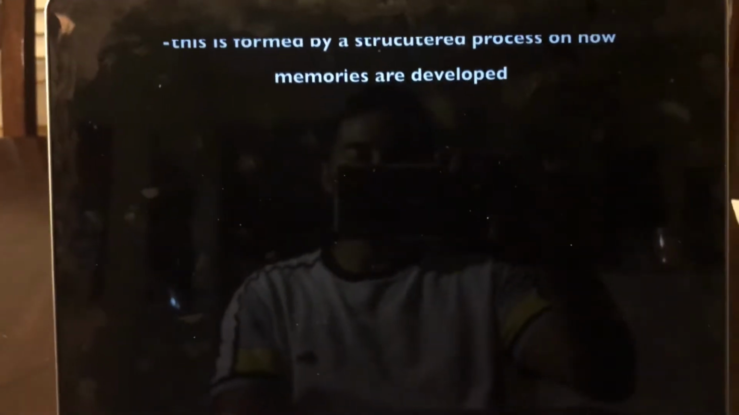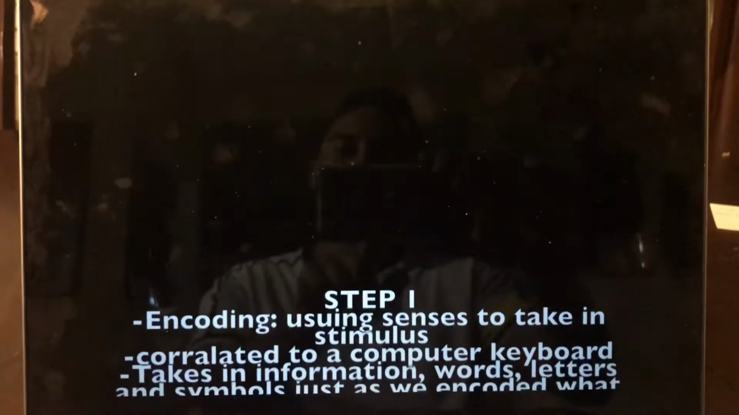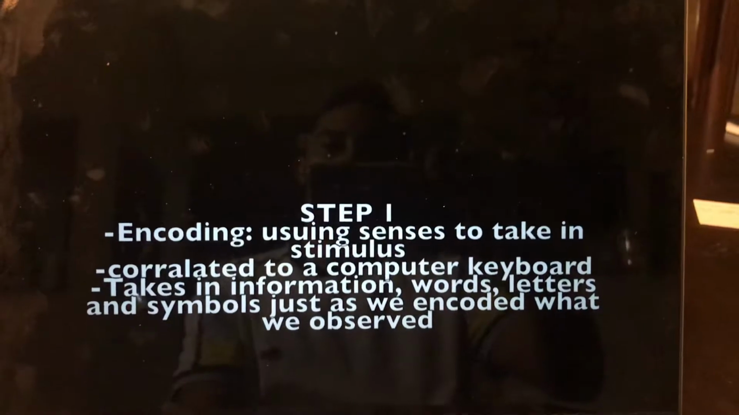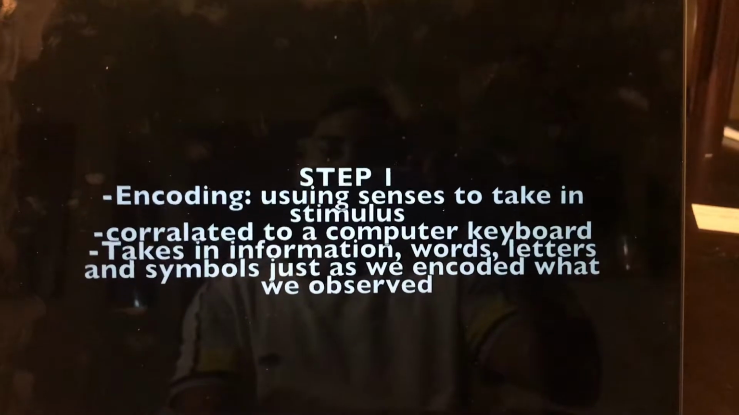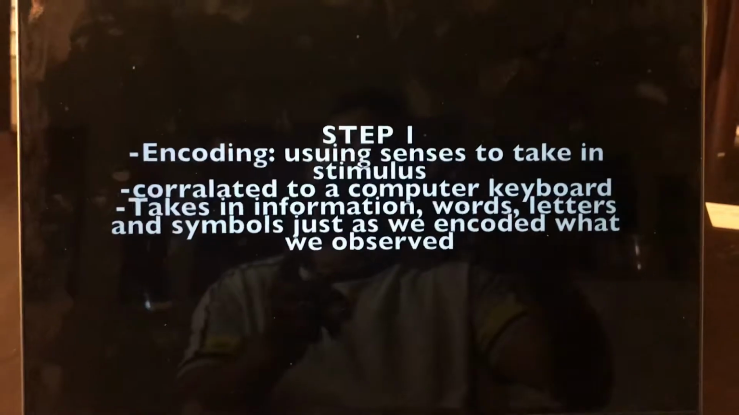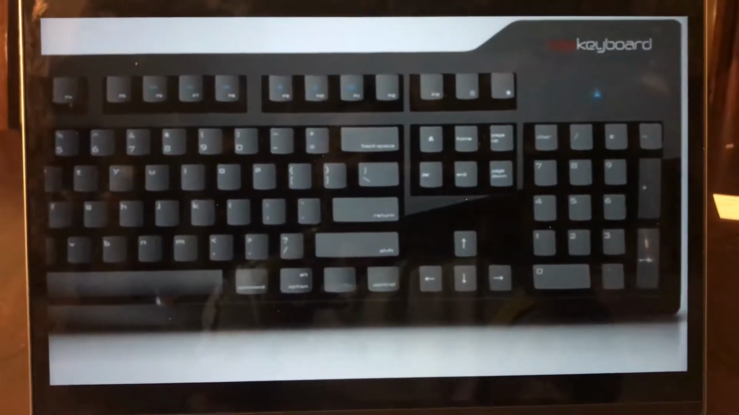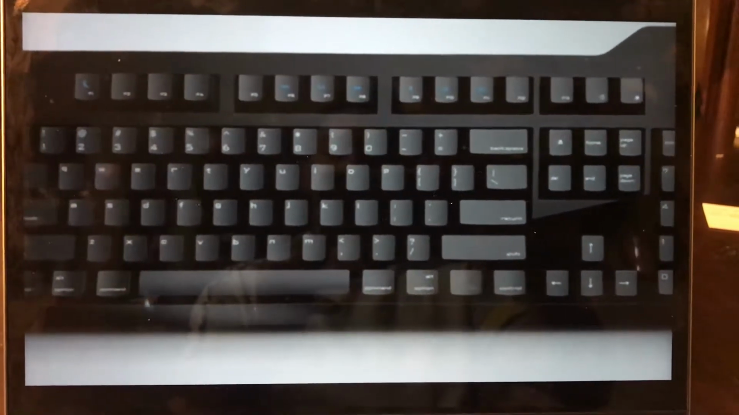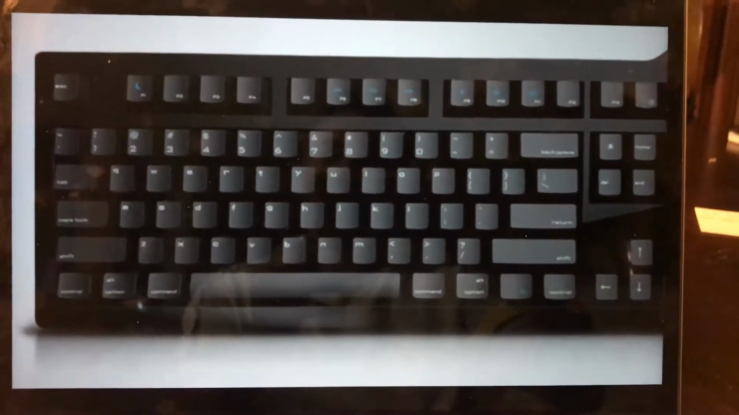In this concept, a structured process is how we form memories. The first step in memory is encoding, using senses to take in stimuli, which is usually correlated to a computer keyboard taking in info from words, letters, and symbols being interpreted, just as what we see in front of us is encoded by our observations and senses.